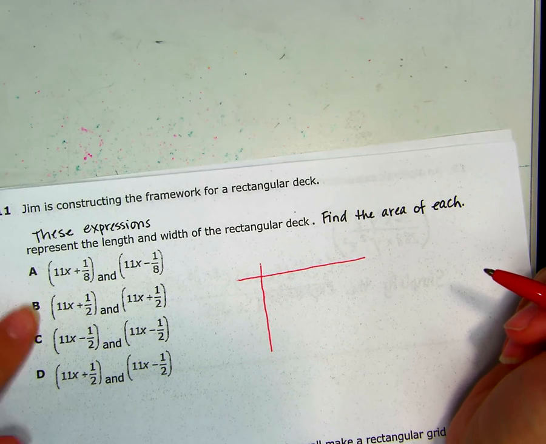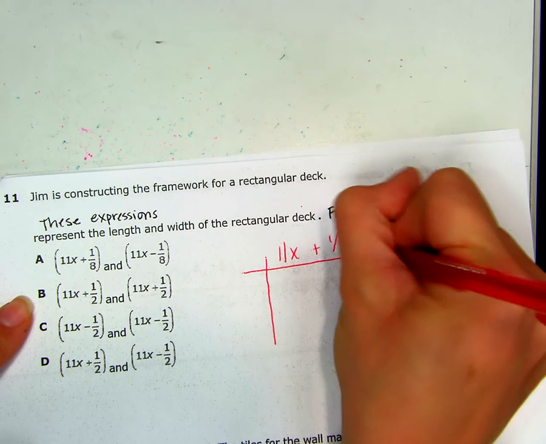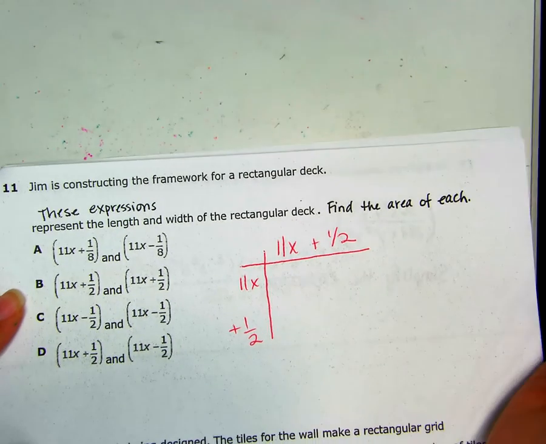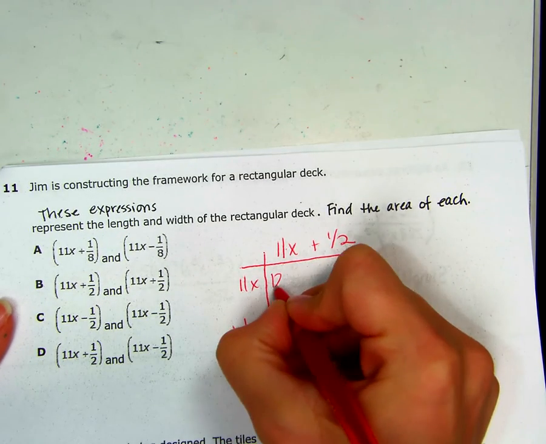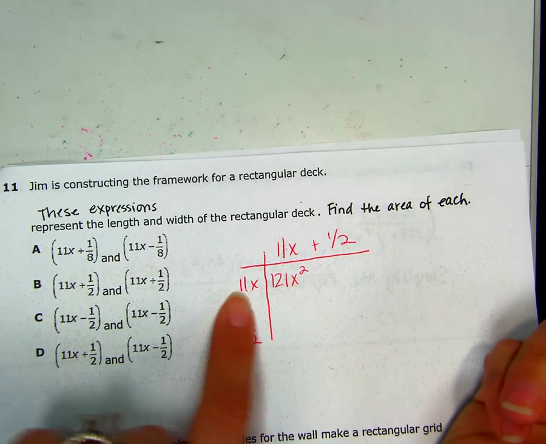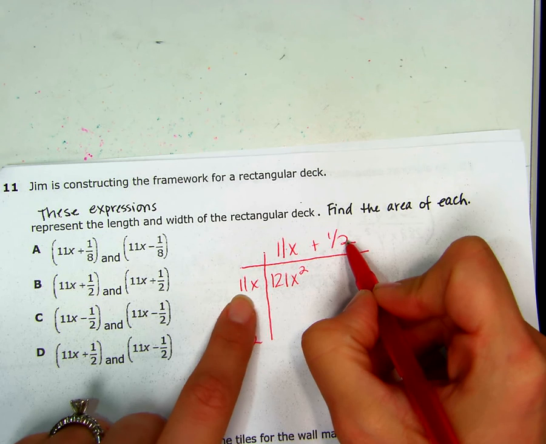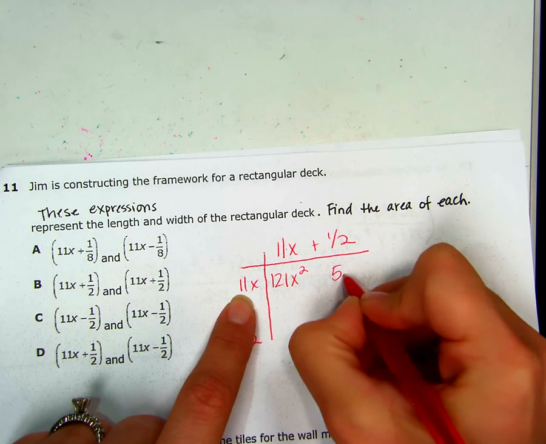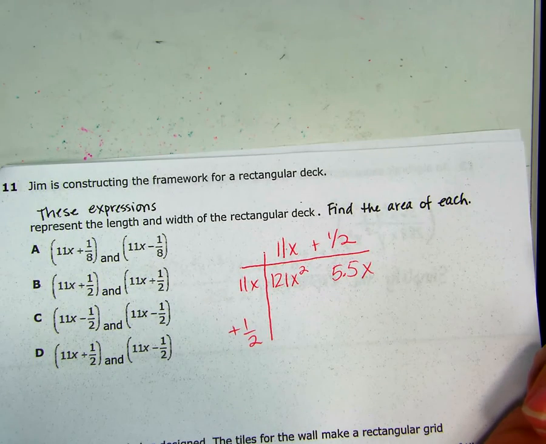Okay, so let's do B. 11x plus half and 11x plus half. All right, so 11 times 11 is 121. X times x is x squared. 11x times a half. What is half of 11? 5.5. Okay.